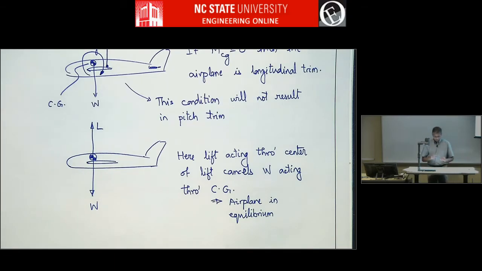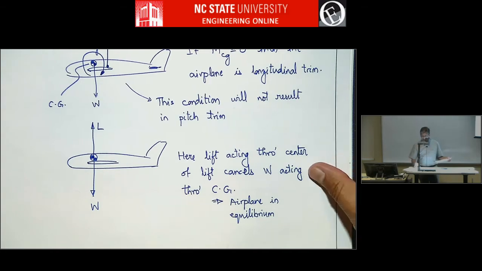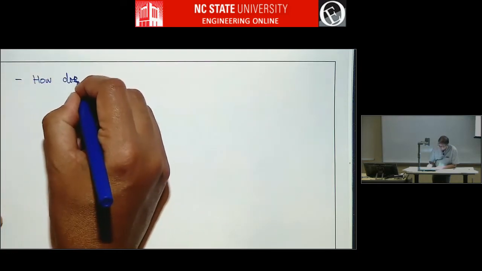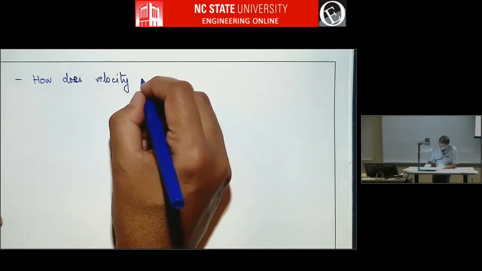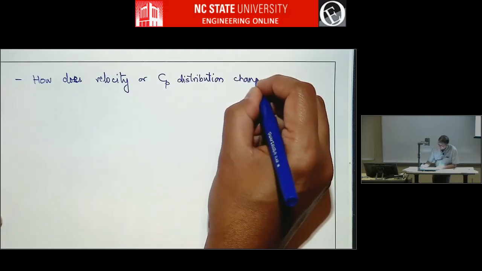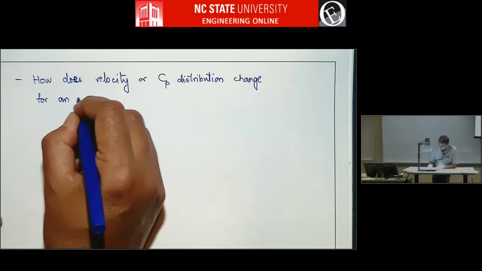Okay, so this is kind of where we wrap up the discussion of center of pressure and aerodynamic center. I do want you to think about how the center of pressure can end up outside the airfoil. What we are going to do now is start talking about how CP distributions change with different conditions or for different kinds of airfoils. And so the first thing that we're going to talk about is how does velocity or CP distribution change for a given airfoil with angle of attack.